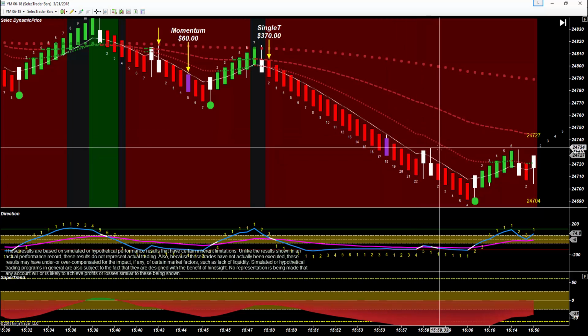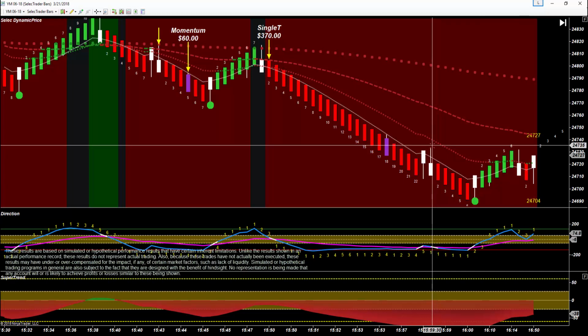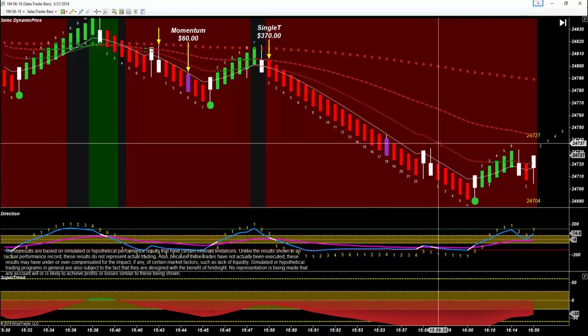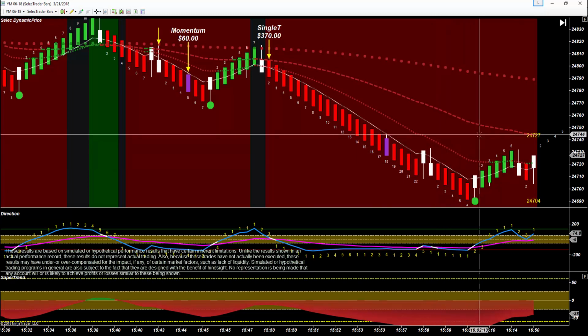And then there was this continuation, but so close to 4 p.m. it's unlikely anyone would have entered it as we cut off at 4. It does hit profit target and looks like it grabs an extra tick. And that is all of our qualified trades for the day.